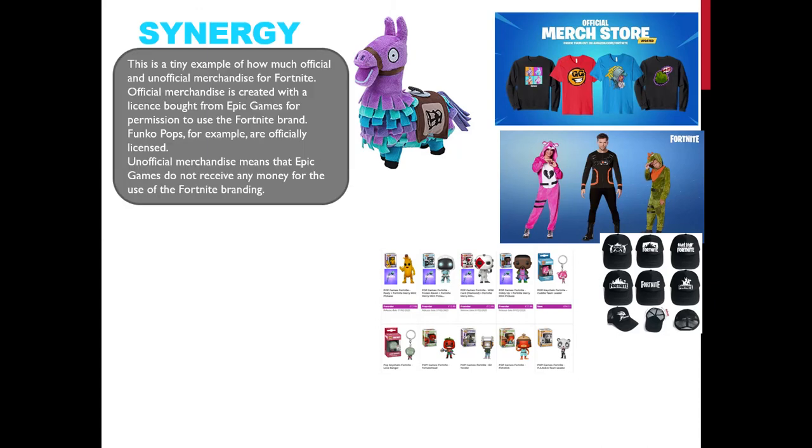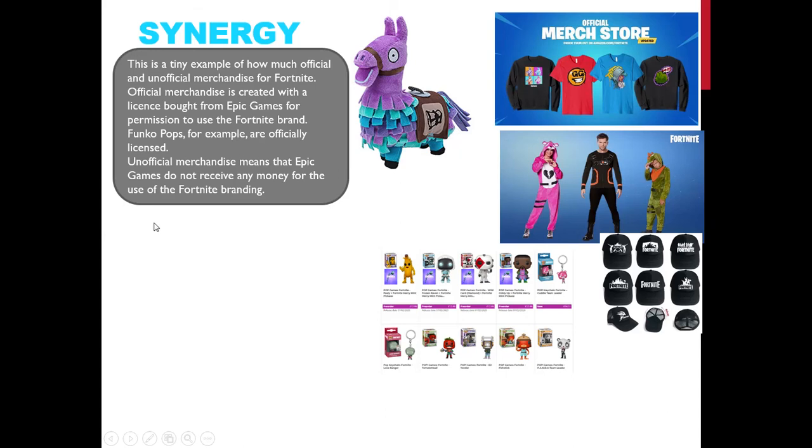This is just a tiny example of how much official and unofficial merchandise there is for Fortnite. Official merchandise is created with a license that's bought from Epic Games for permission to use the Fortnite brand. So people who are making these t-shirts and these sweatshirts are contacting Epic Games and saying, look, we want to make clothes with imagery from Fortnite on it. Can we please have a copyright license? Funko Pops, for example, are officially licensed. So that's what these things are here.